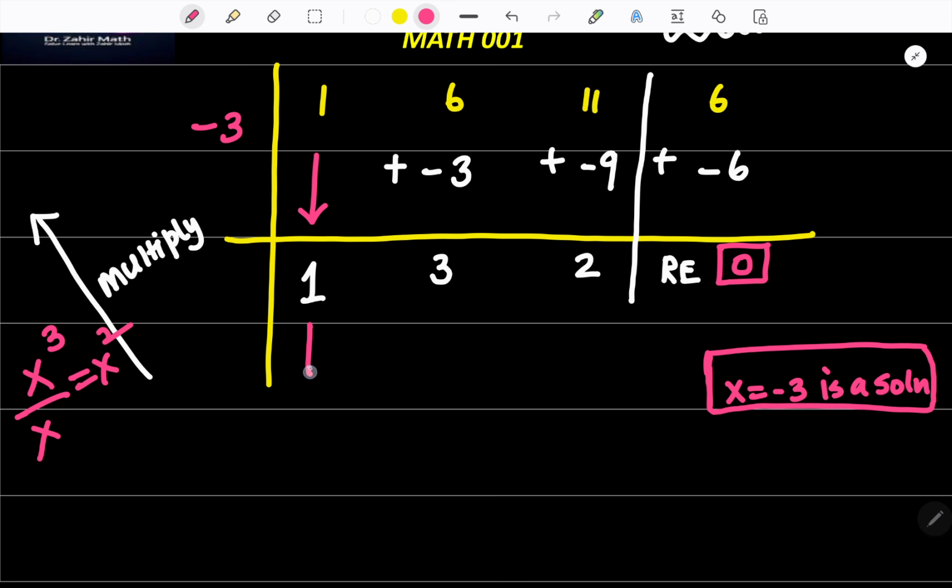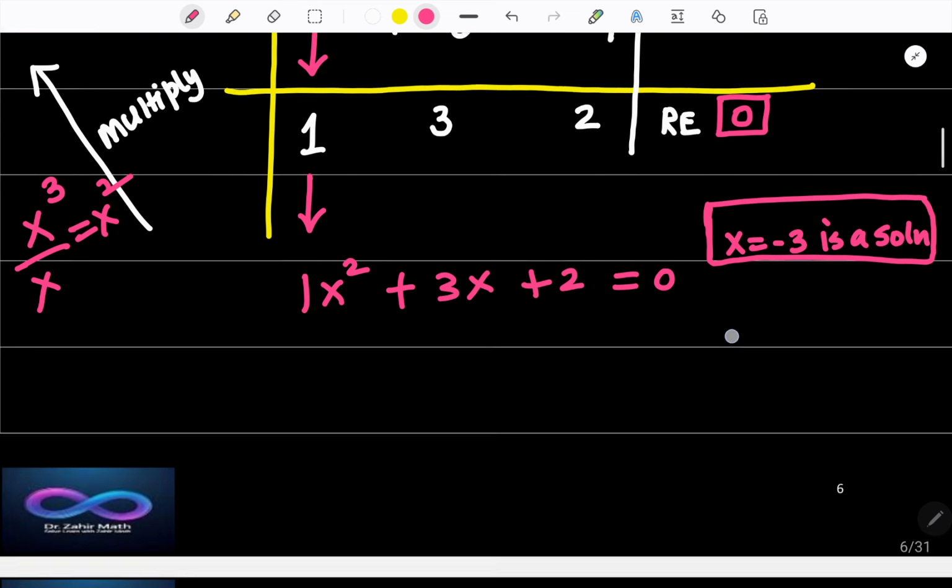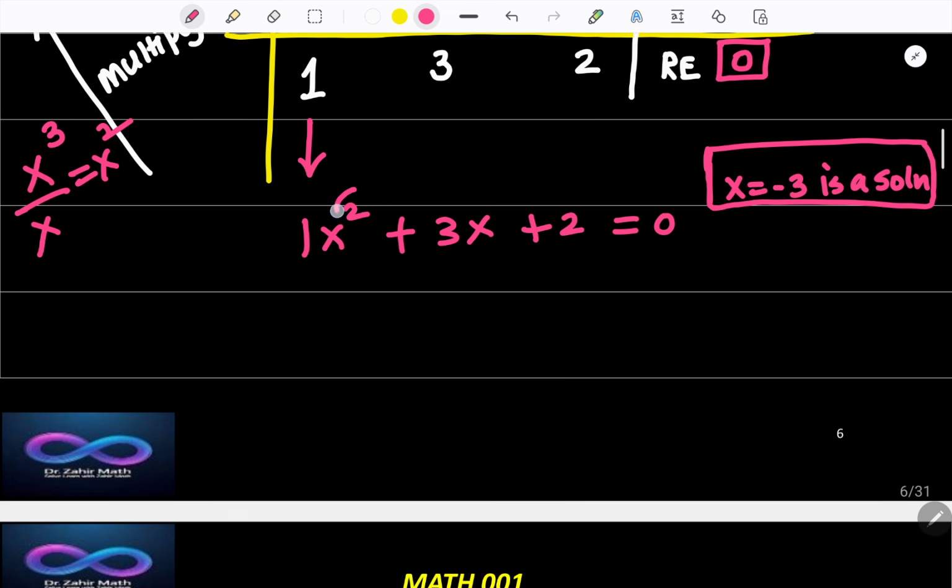x square. Start from here. 1x square plus 3x plus 2 equal to what? 0. Right. If you come to power 2, then we can use what? The calculator. Mode 5 3. Come on, use mode 5 3.